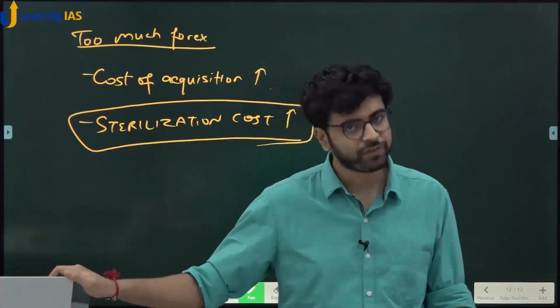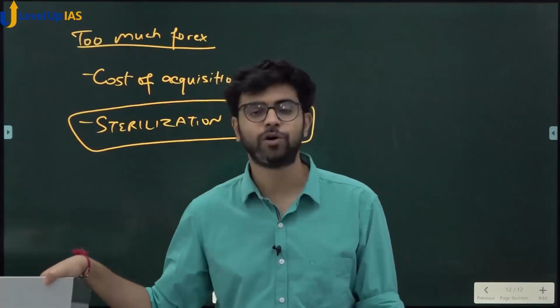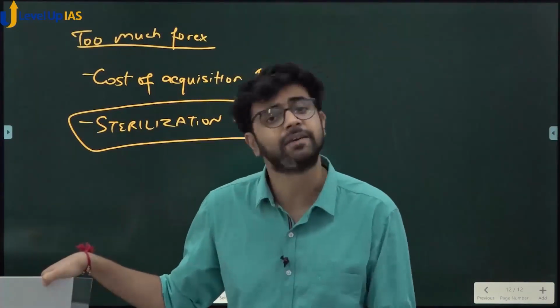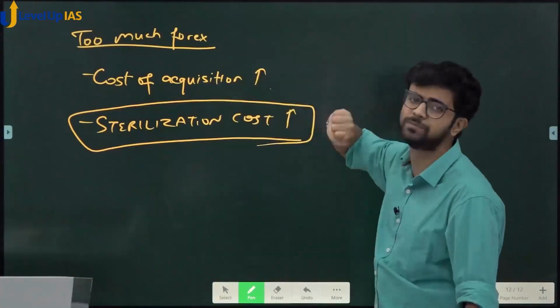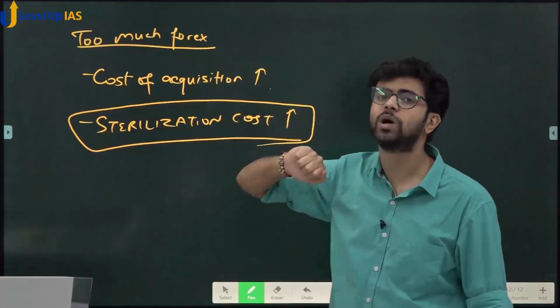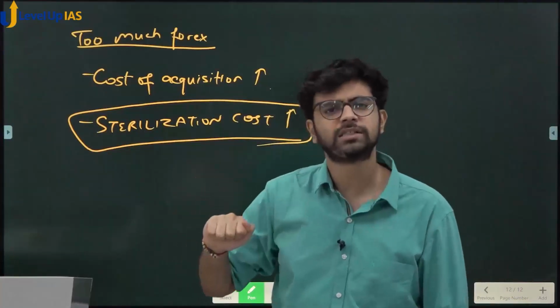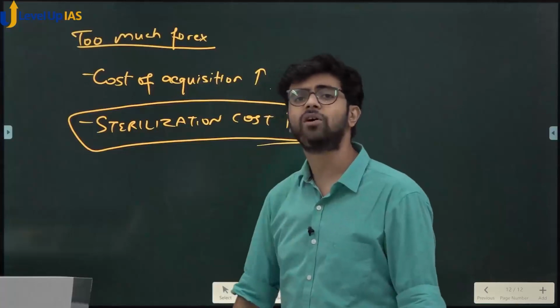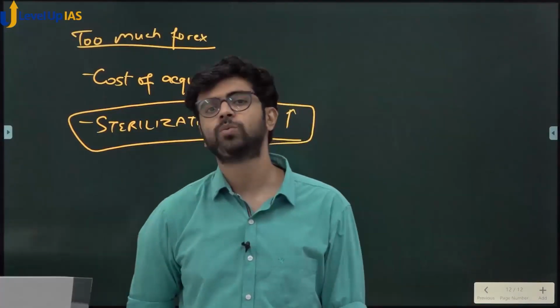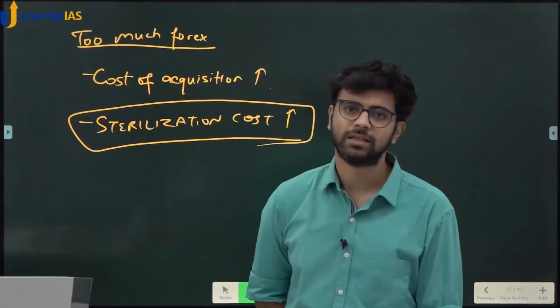But do you think it is free of cost? Do you think कि MSS bondholders would not demand interest? ऐसा नहीं है, they will demand interest. So sterilization cost becomes high, cost of acquisition becomes high. That is why too much forex is also harmful for the economy. Why? Because these costs are high and these are all expenditures which might not be required. ना इतना forex की जरूरत नहीं है.